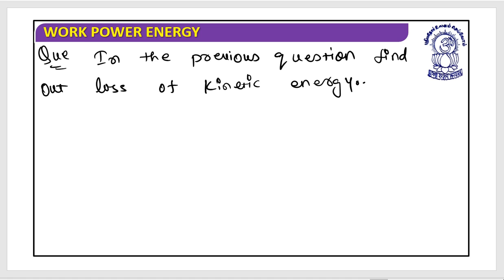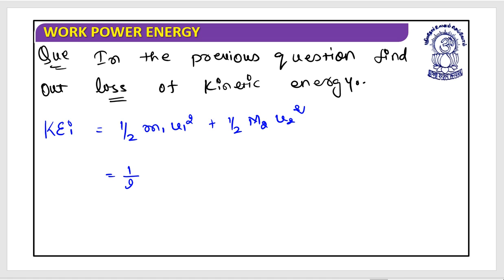I have not been asked for the change in kinetic energy, I have been asked for the loss of kinetic energy. So I need to find the initial kinetic energy of the system. The initial kinetic energy could be written as half m1 u1 square plus half m2 u2 square. The first mass was the bullet, and its mass was 100 gram.